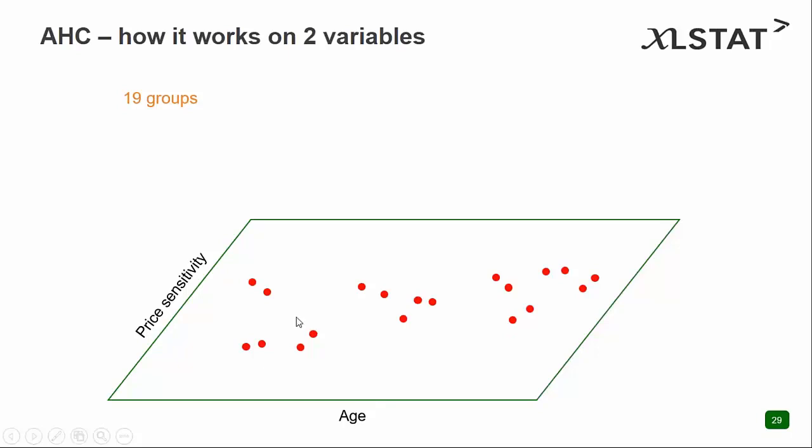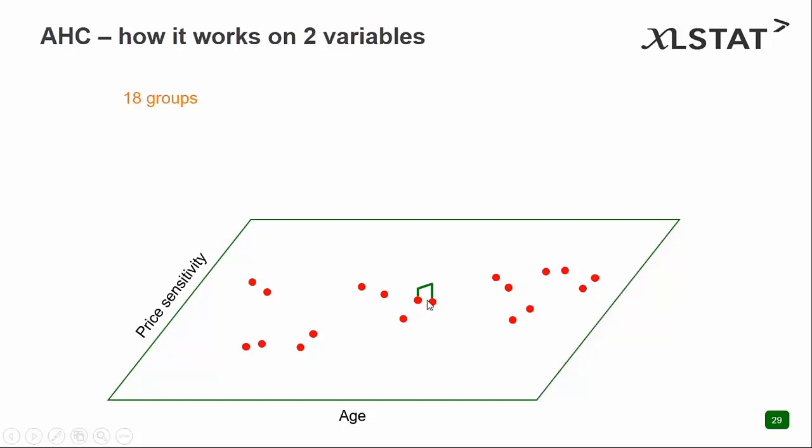At the beginning, each consumer or each observation is considered a group. So each red dot is a group. First step of AHC: AHC will look for the two groups that are the closest to one another and link these two groups. So those two individuals or groups were the closest to each other, and they were linked by the AHC. Now we have subtracted one group. We started with 19, now we only have 18 groups left.